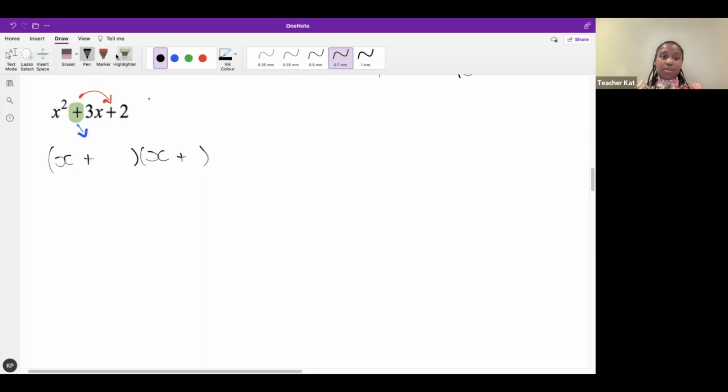And now since we've established that, we move on to the factors of 2. What are the factors of 2? 2 and 1, they're the only ones. And does it matter which one goes where? No, they're both positive, right? So it's a 2 and a 1. Now let's check. 2 plus 1, do they add up to positive 3? So is my factorization correct? Yes, yes it is.